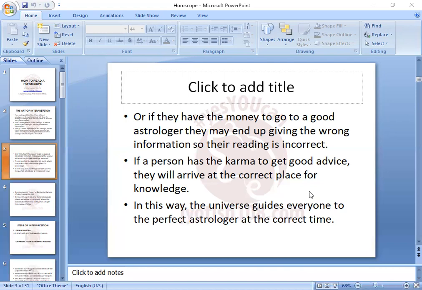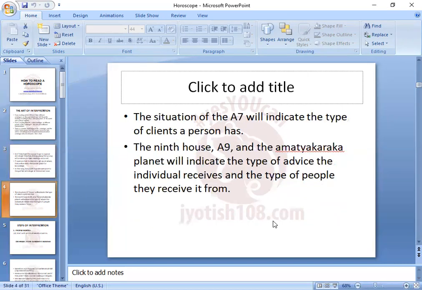Okay, so this is a very, very dicey situation for everyone who wants to get their chart read from an astrologer. This is for the astrologer, right? The situation of the A7 will indicate the type of clients a person has. What is A7? A7 is the Arudha Pada of the 7th house. The aspects on the Arudha Pada of the 7th house will indicate what type of clients will come to an astrologer for a reading. So this is for the astrologer.